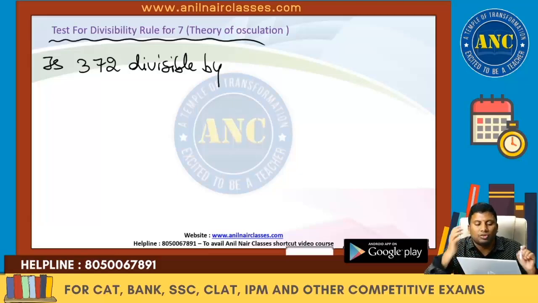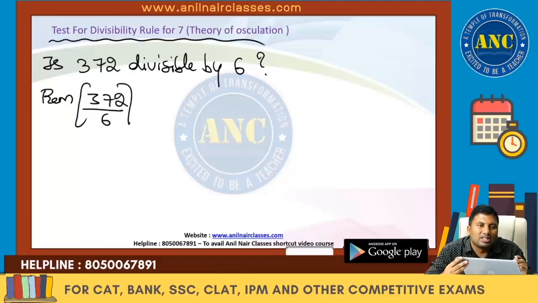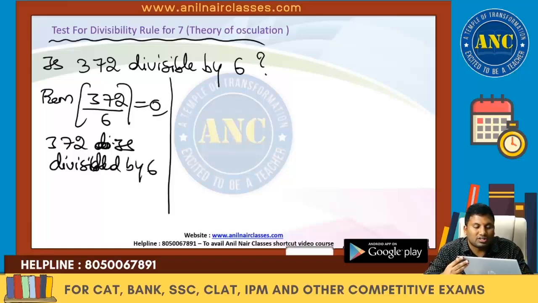Is 372 divisible by 6? One approach: 372 divided by 6. 6 6s are 36, so the remainder is 0. So 372 is divisible by 6. Are you all with me? First approach clear.